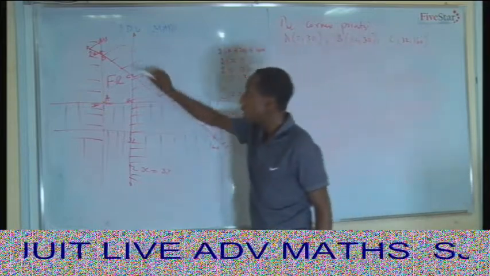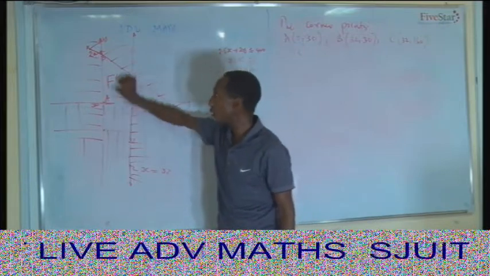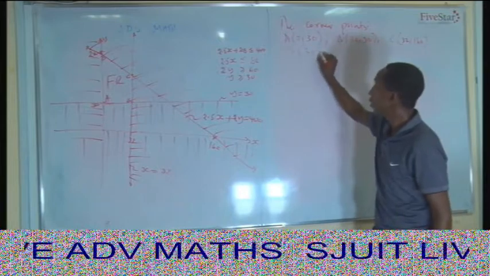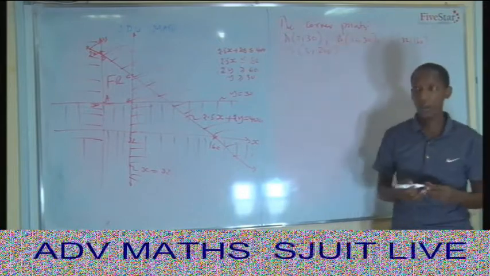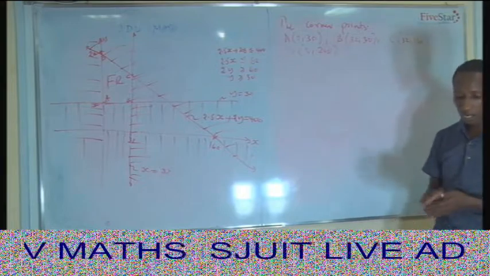The corner point D is this point. The value of x here is 0, and the value of y is 200. So I can just put it as (0, 200). These are the corner points which can help us get the maximum daily income.